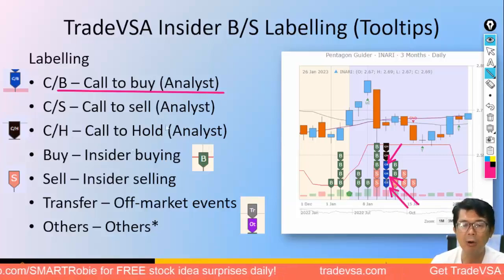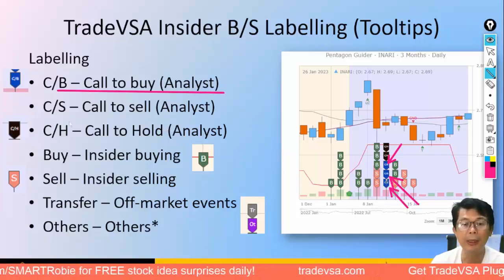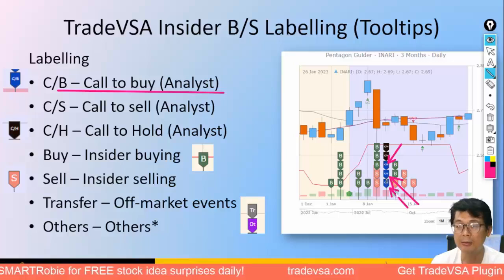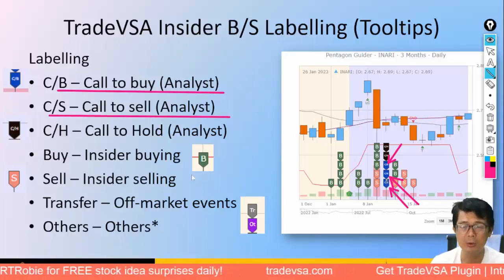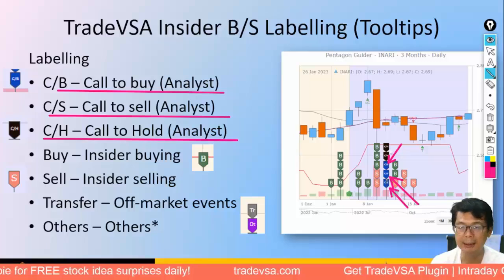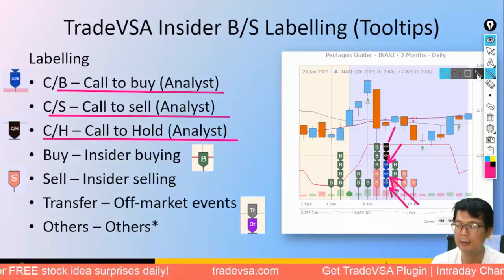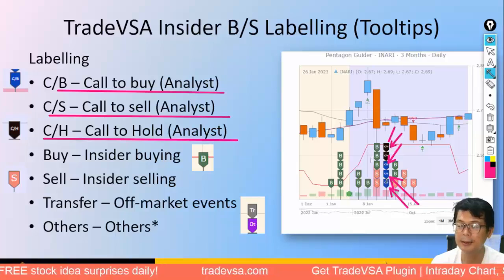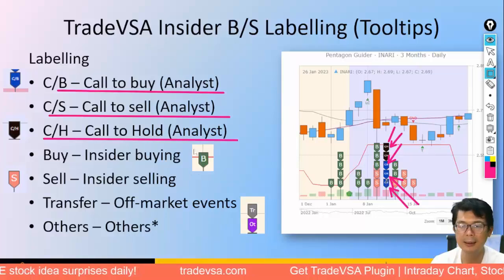Then we have the call to sell. For the call to sell, there's really very little; we don't get a lot of them. Then we have the call to hold by analysts, which we can see as a black mark here. And of course, then we have the insider buying.